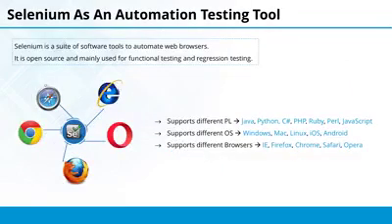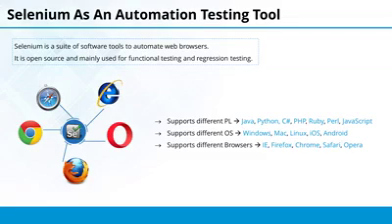Let's go to the next slide now. Selenium as an automation testing tool. Now, there are a number of tools that are being used in the market. Selenium is taking over all of them, believe me. So there are certain features, or certain positive points of Selenium, which are making it dominant over other tools in the market. Selenium is a suite of software tools to automate web browsers. It is open source and mainly used for functional testing and automation testing.